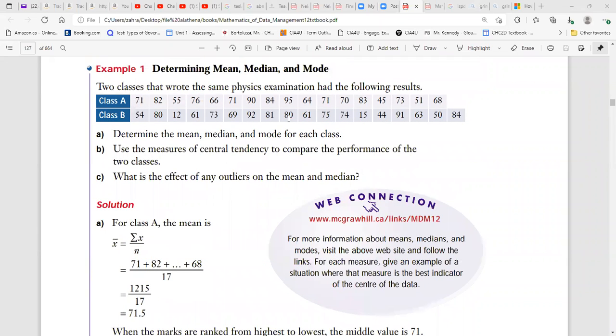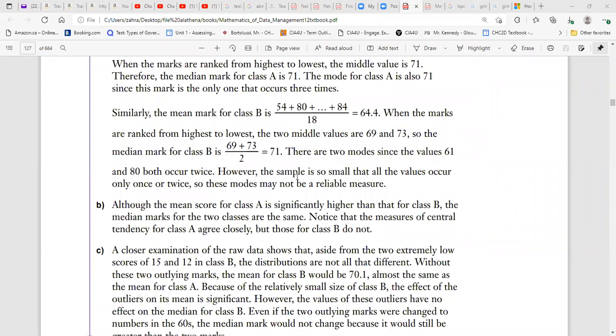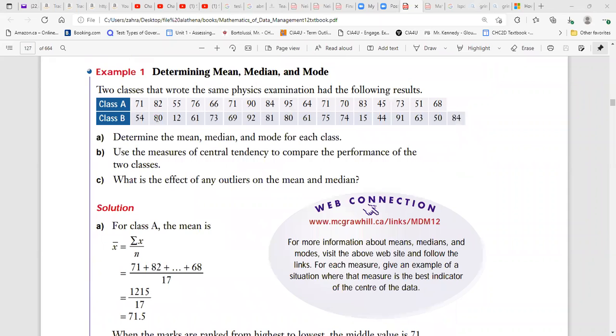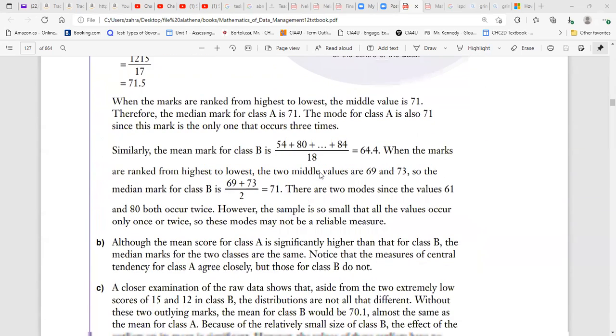And here, I believe that was 80 that happened twice. Let's just check. There are two, the values 61 and 80 each occurred twice. So here is 80 twice, and here is 61 twice. So 80 and 61 will be the mode.